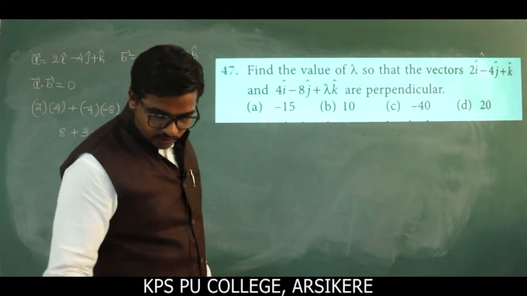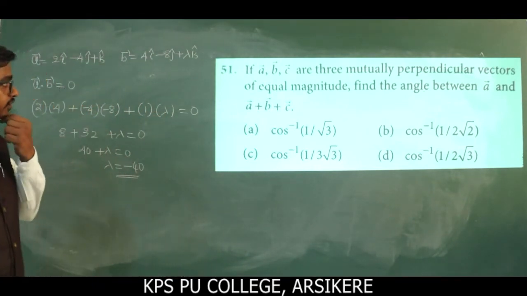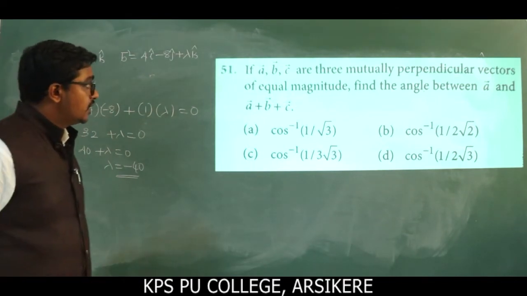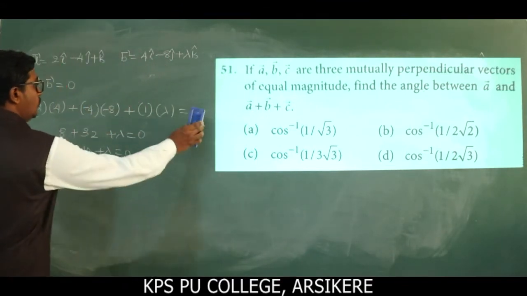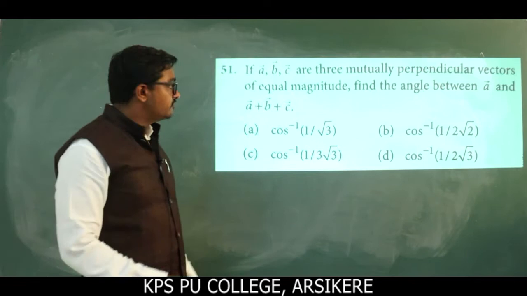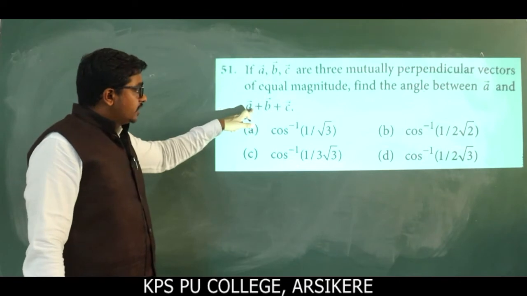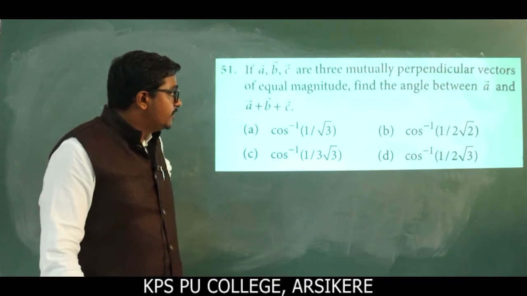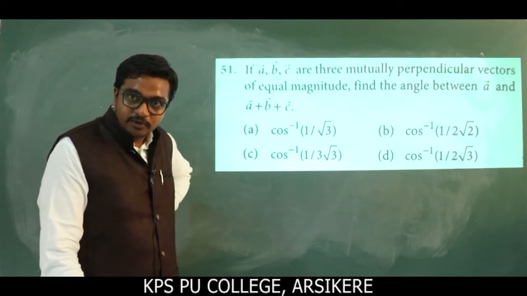Next, dear children, we are moving to the next question, and this is very important. If vectors A, B, C are three mutually perpendicular vectors of equal magnitude, so what they have given is that they have the same magnitude, meaning mod of A is equal to mod of B is equal to mod of C. Find the angle between vector A and vector A plus B plus C. We have to find the angle between vector A and vector A plus B plus C. They are mutually perpendicular to each other.